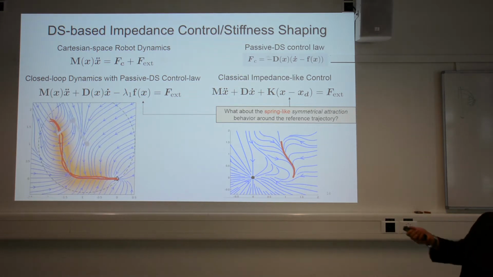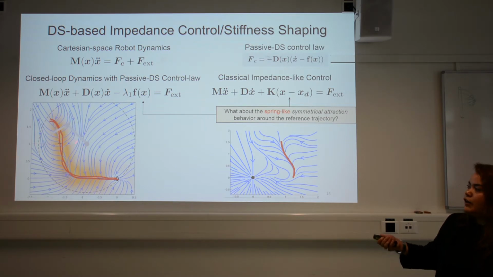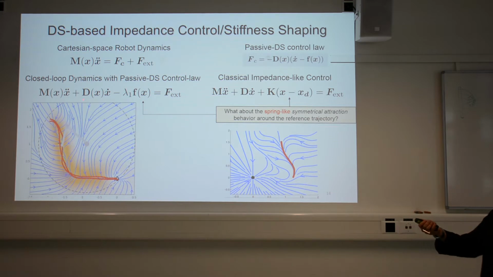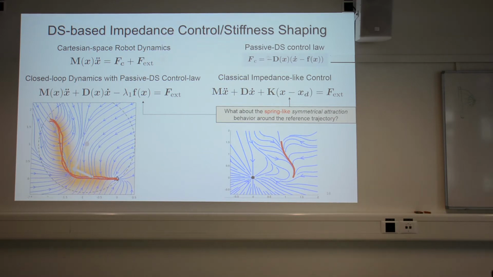Something like this. So now, instead of the dynamical system just generalizing the flow of motion towards the target, what this dynamical system is doing is attracting towards the reference trajectory while at the same time reaching towards the desired target. So here we have some sort of symmetrical, attractive behavior towards the reference trajectory, but at the same time, we're reaching our desired target.